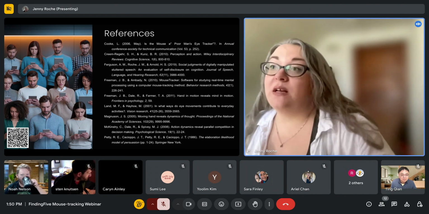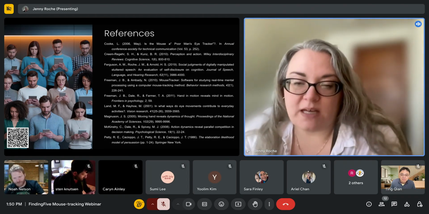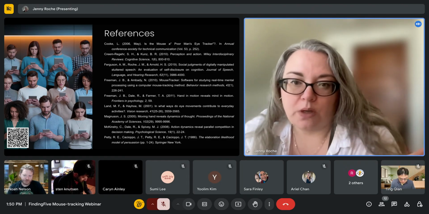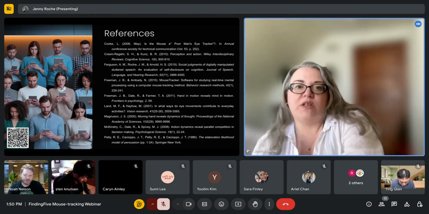Yeah, I mean, really anything. Any of the tasks that we have, any type of categorical response from participants, you can do with mouse tracking. And I would recommend that, because it gives you richer data.